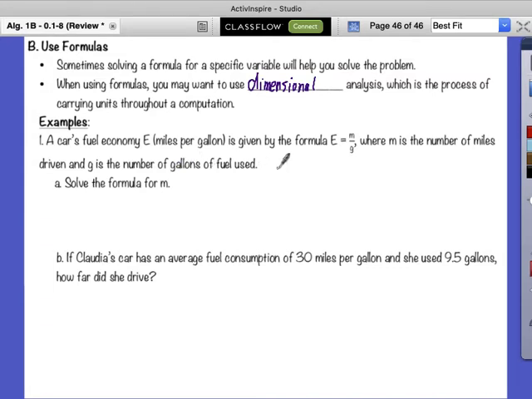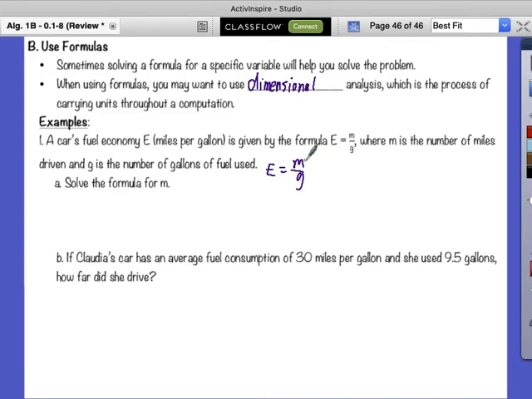So first thing, we want to solve this formula for M. We have this formula, capital E equals M over G. Let's solve for miles. So how would we solve this formula for M? I want you guys to try to solve it. Solving this equation, E equals M over G, for M.